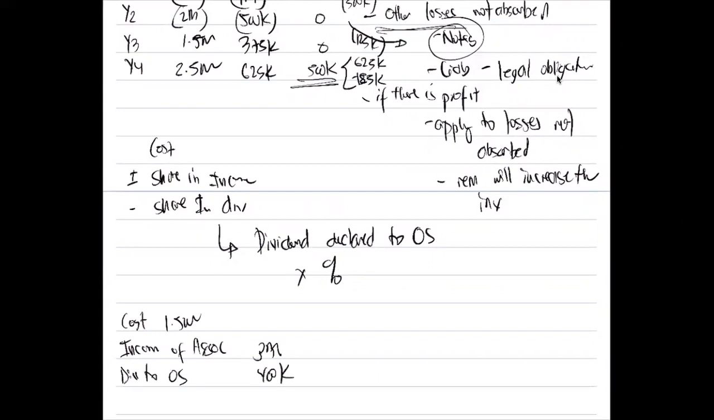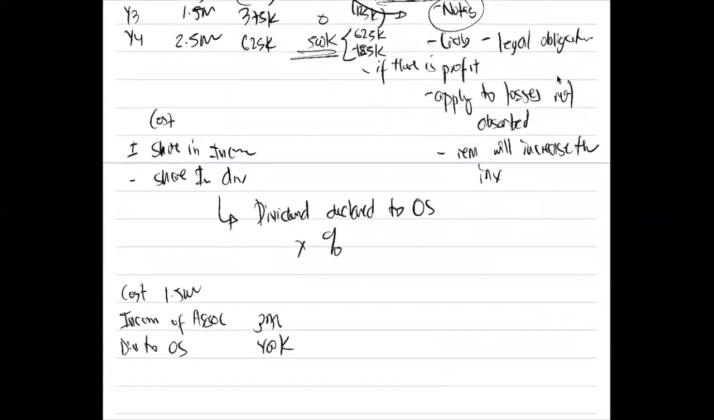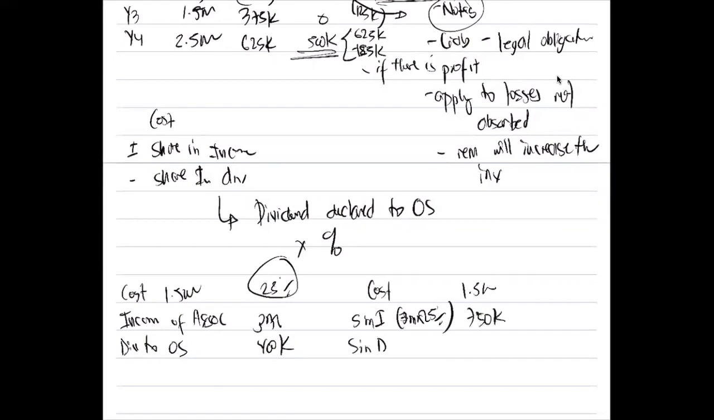So how do we compute for your subsequent measurements? So we have your cost of 1.5 million, your share in income, so 3 million. Let's say you have 25% ownership. So 3 million times 25%, we have 750,000. And then share in dividend. So we have 400,000 times 25%. So 400 times 25 is 100,000.